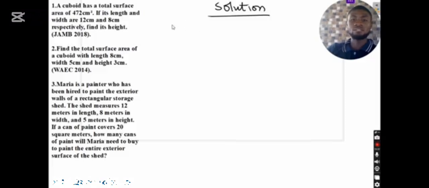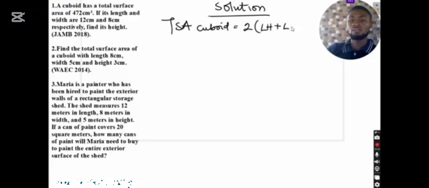So having known that the total surface area of keyboard is equals to 2 open bracket LH plus LW plus WH. So what you just need to know about this formula is each of these dimensions appears 2 times, L 2 times, H 2 times, W 2 times. Or if you choose to put B, it is still the same thing.